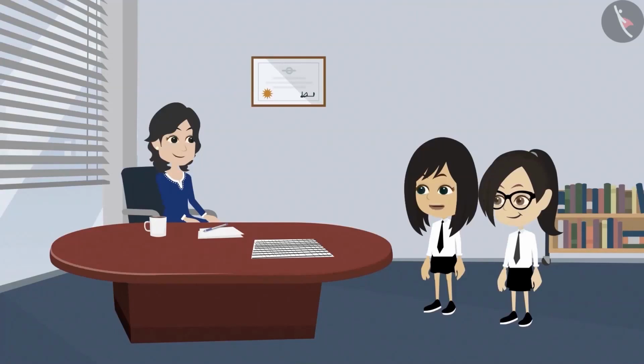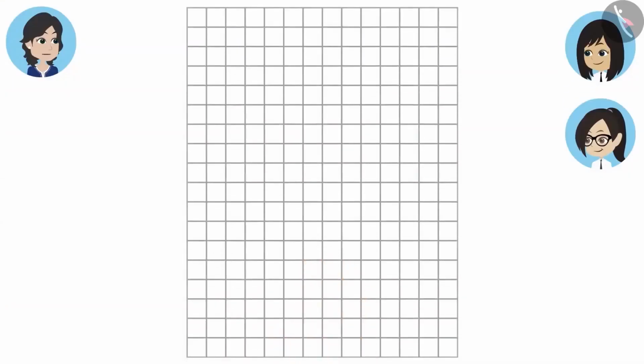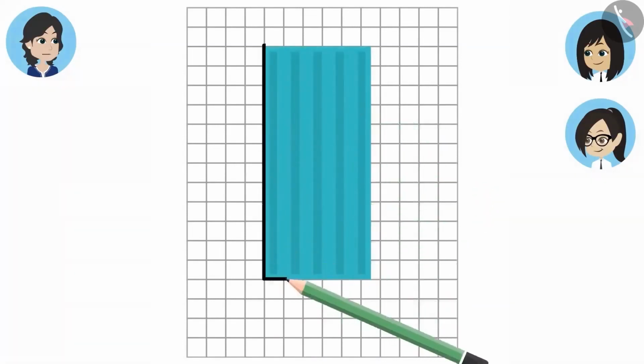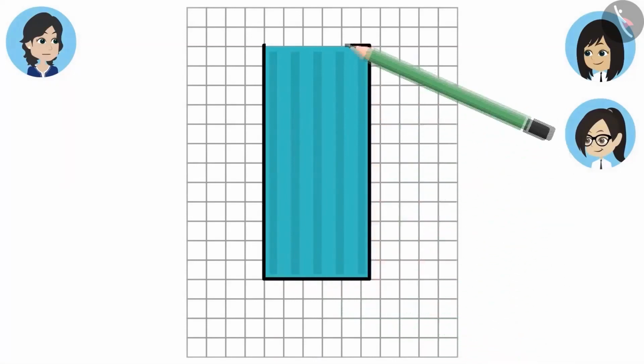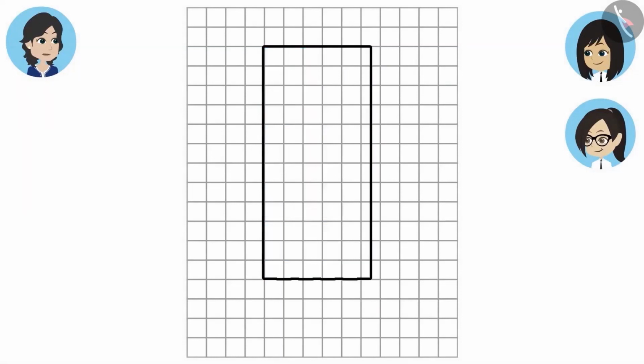Then do we need to cut the pieces to measure the shapes? No, there is no need to cut. Then how do we measure? Give me the pencil box, I will tell you. See here, we will put the paper like this and we will put the pencil box on top of it. Now we will trace the pencil box.